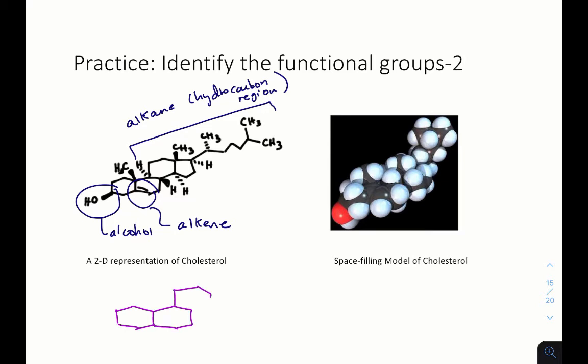Just for fun, I'll point out the 6-6-5 ABCD ring system of a steroid. Students often recognize this from their past classes. So cholesterol is a steroid. No, you don't need to know this. It's for fun. Okay, it's a steroid. It's a biomolecule. Your body is making cholesterol and other steroids right now. Awesome. Good job, body.